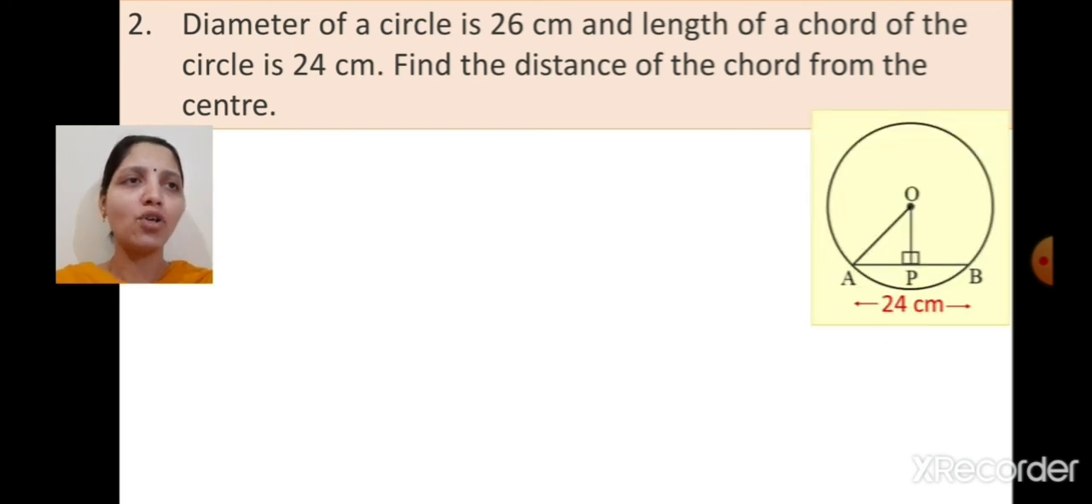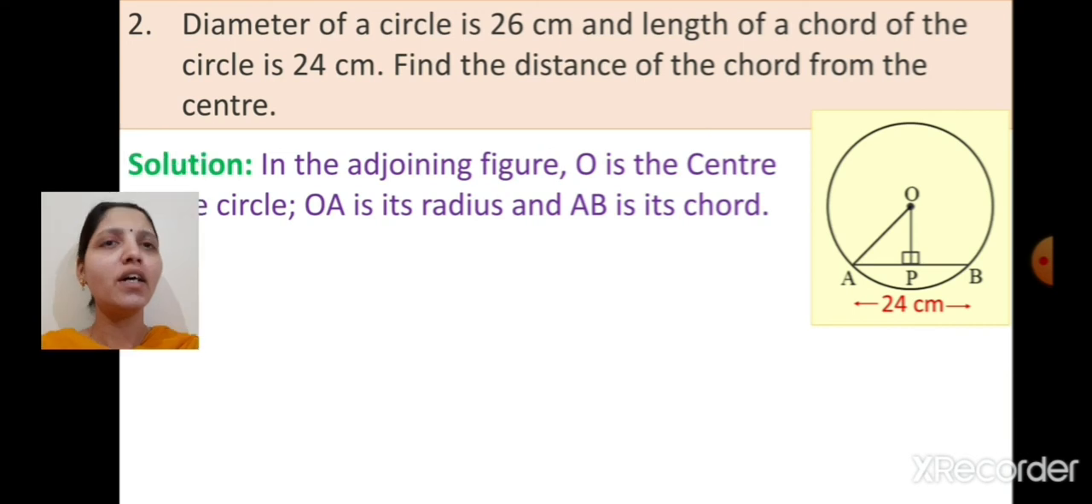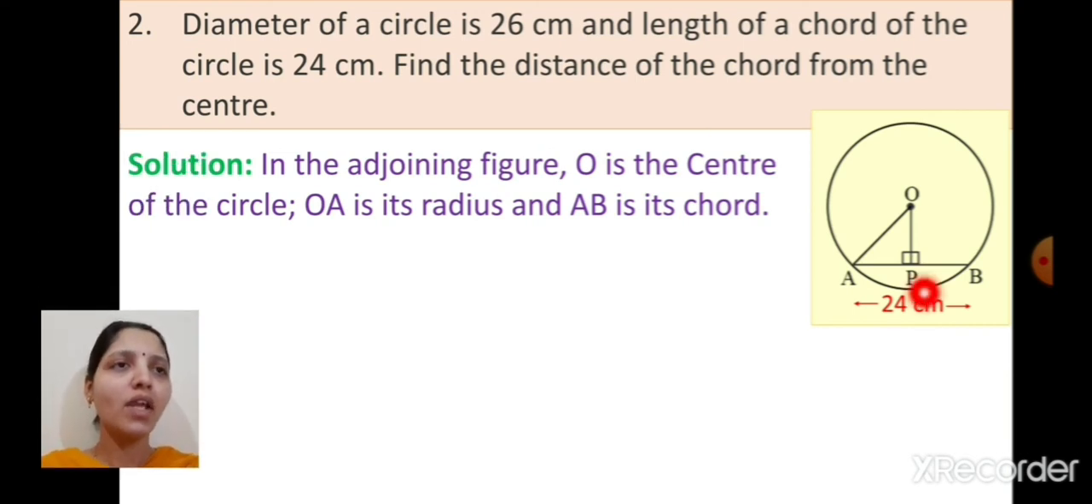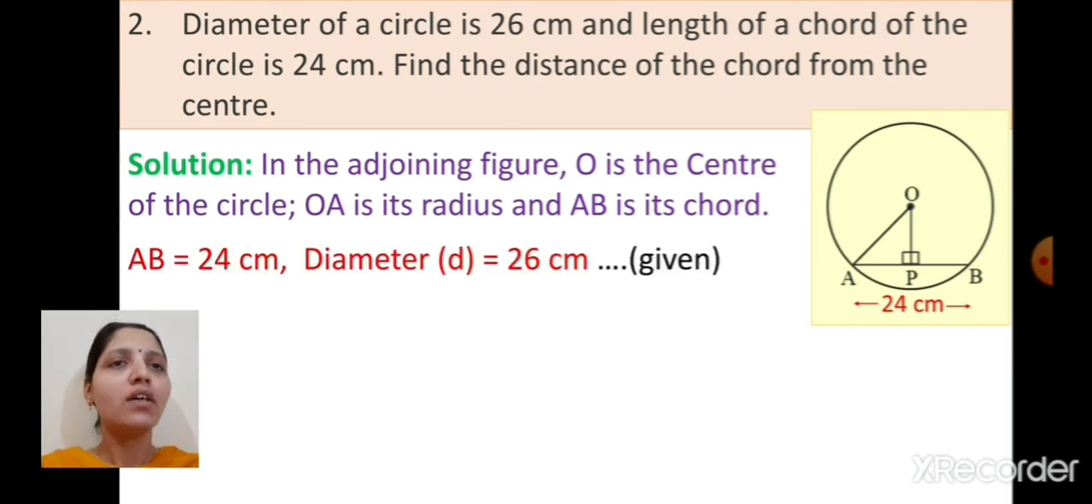So here I have drawn a circle with center O. OA is the radius of this circle and AB is the chord of the circle. Now here the name of the chord is not mentioned. The center of the circle is also not mentioned. So you can give any letter to the chord and center of the circle. Now AB is given as 24 centimeter and diameter of the circle is given as 26 centimeter.